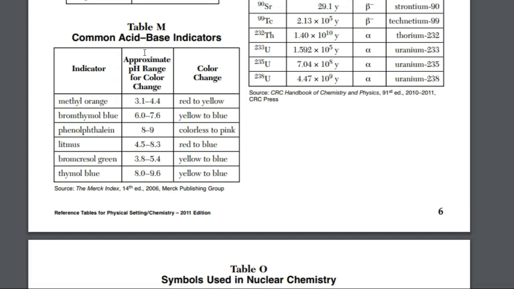So if I take a look at methyl orange, below 3.1, it's going to be a red color. Greater than 4.4, it's going to be yellow. And between 3.1 to 4.4, we're going to get a transition of color from red to yellow. And of course, we know red and yellow make orange. So it's going to go from red to orange to yellow. So don't guess. They're here. You just need to know where to look.